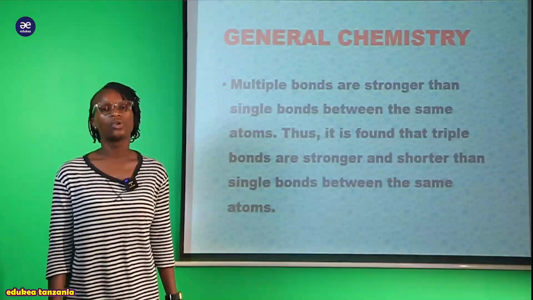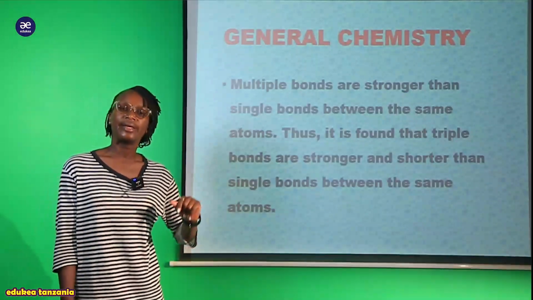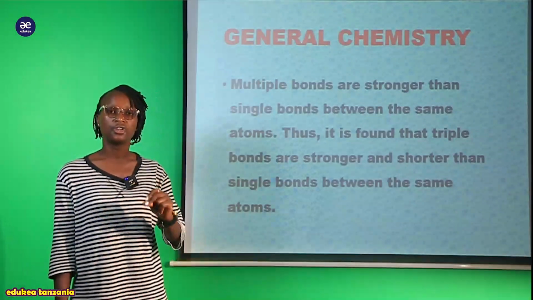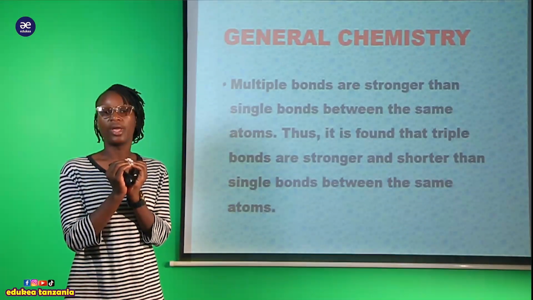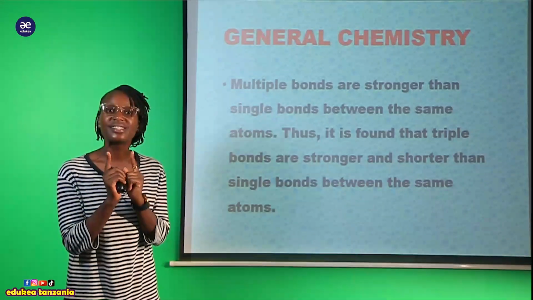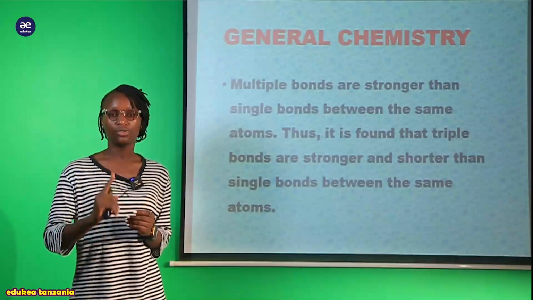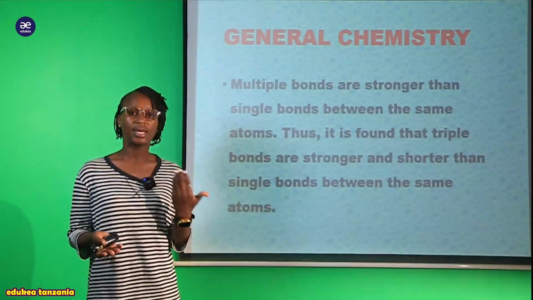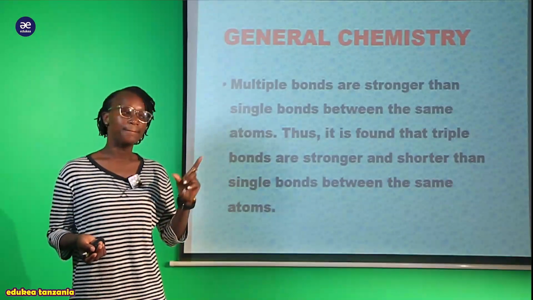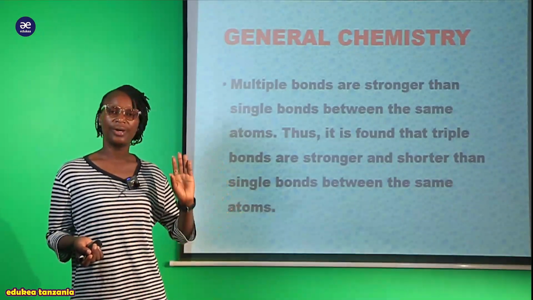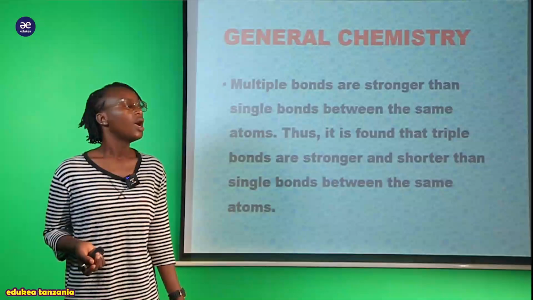Remember, when we talk about multiple bonds, we are talking about two things. It can be the double bond or the triple bond. That is all about multiple. It means a bond of more than what? More than one. But when we talk about a single bond, that is just one bond. It has no more details. But when we talk about multiple, that is when we start to categorize. Multiple may be triple or double and so forth.